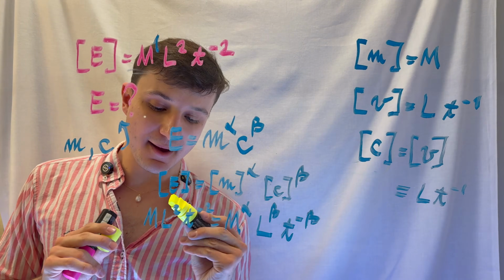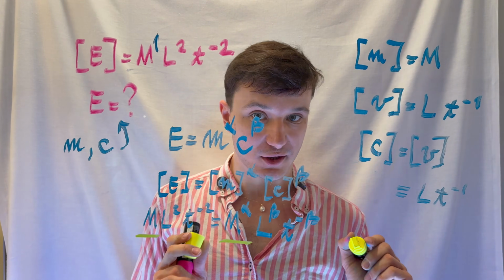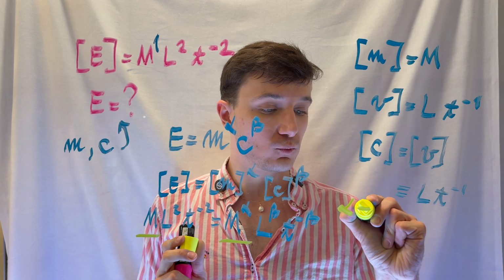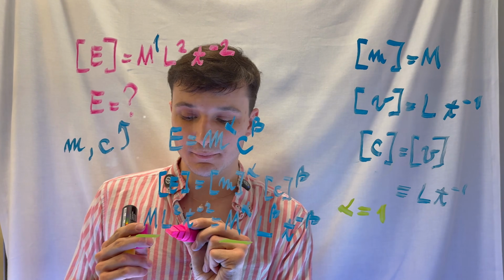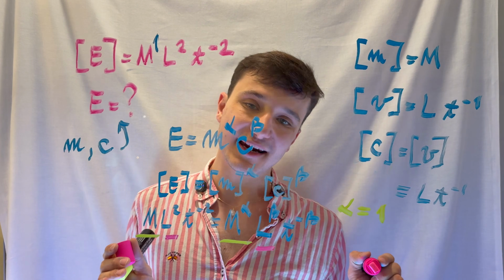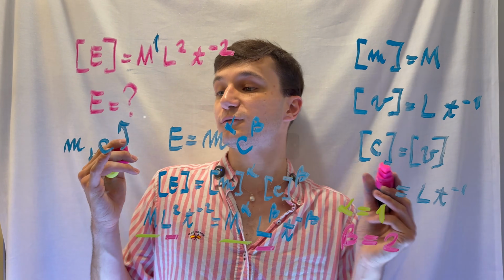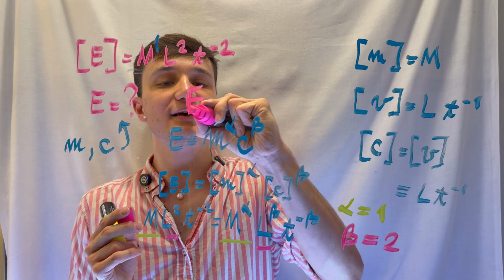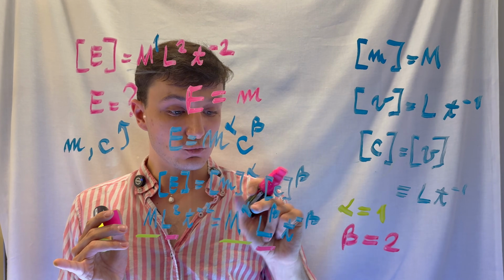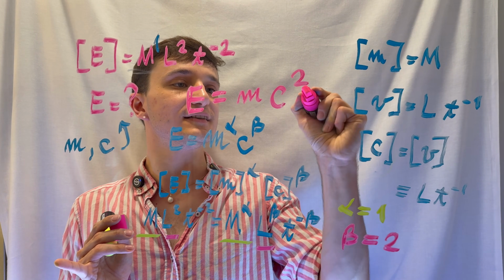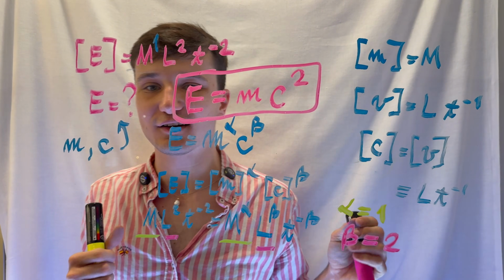We have M to the first power on the left side, and we have M to the alpha power on the right side. So alpha will be 1, and then we have length to the 2nd power, and here we have length to the beta power. So beta will be 2. So what did we just prove? We proved that energy is equal to m raised to the first power, c raised to the beta power, which would be c squared. So using nothing but dimensions, we proved Einstein's formula.